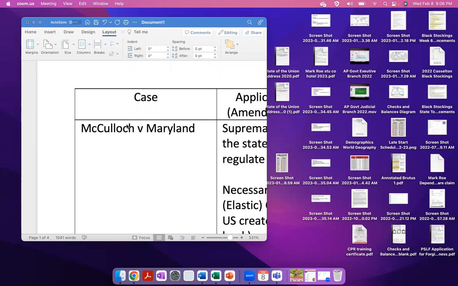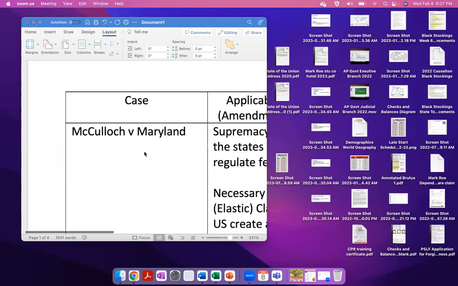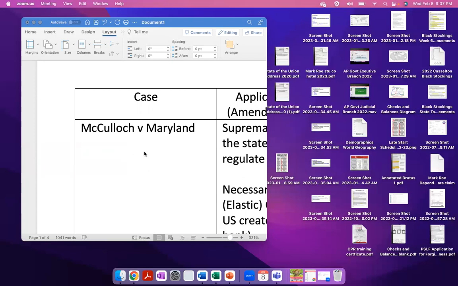So McCulloch versus Maryland, again, that's the Bank of the United States case. The United States decides, hey, we want to found our national bank for a variety of reasons. The state of Maryland hates the idea, and they're going to challenge that it was an overstepping of federal authority, right? So this is a federalism case, right? The F word, it's a federalism case, clear cut.